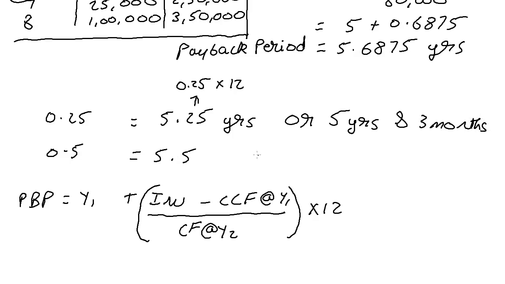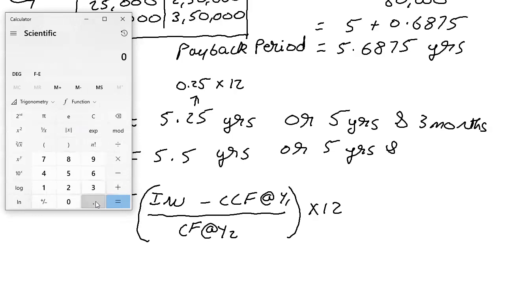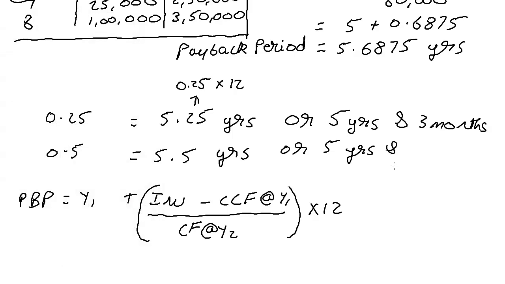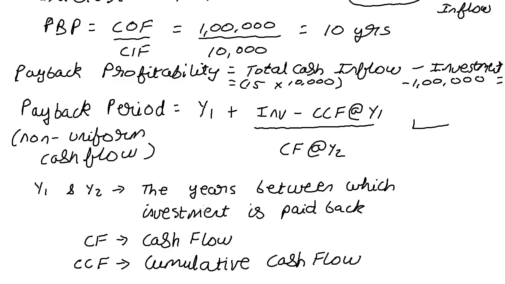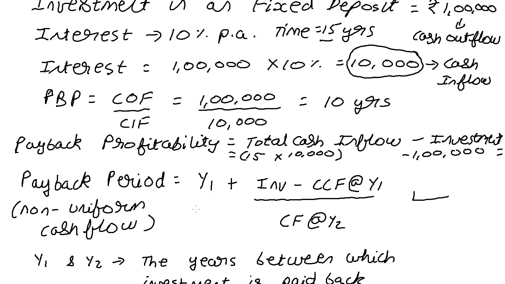Similarly, if I take 0.5, I can write it as 5.5 years or 5 years and, again we go back here and do 0.5 into 12, which gives us 6. So it ends up being 5 years and 6 months. With this, I hope you all are clear with the concept of payback period. And keep in mind, payback profitability can also be used in the sum we see downstairs, making use of exactly the same formula.